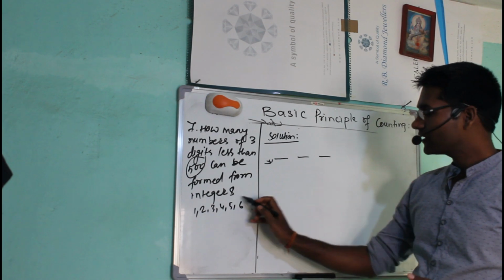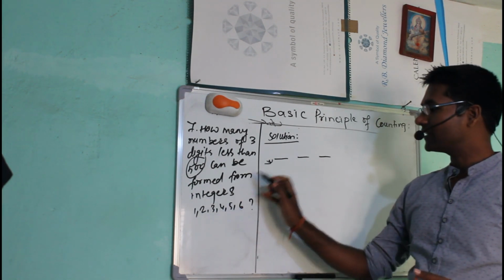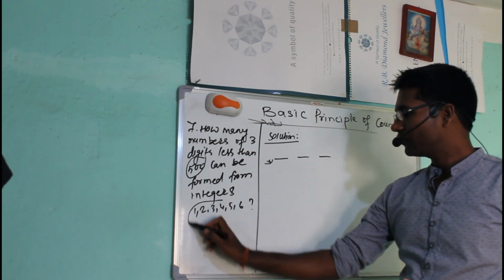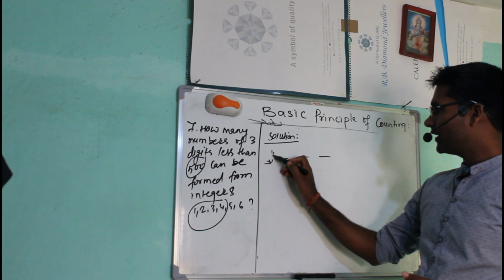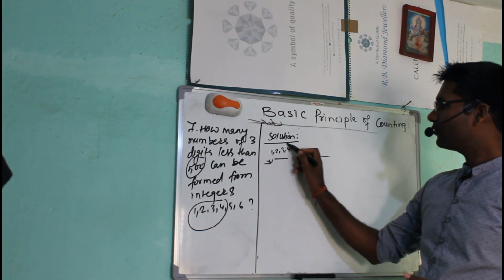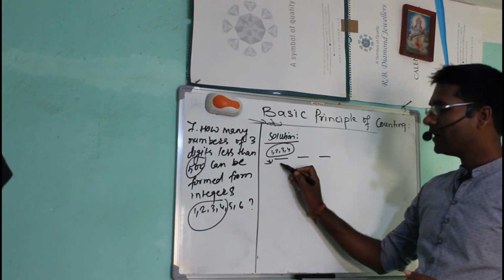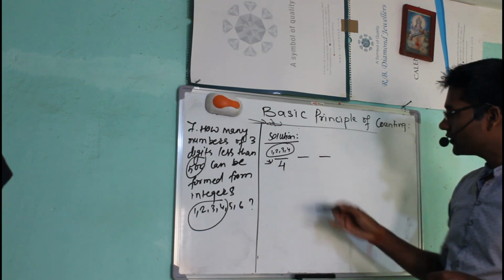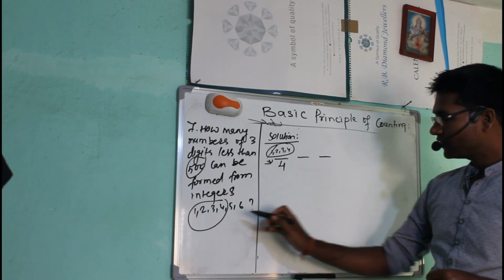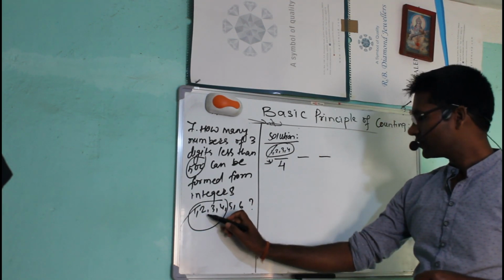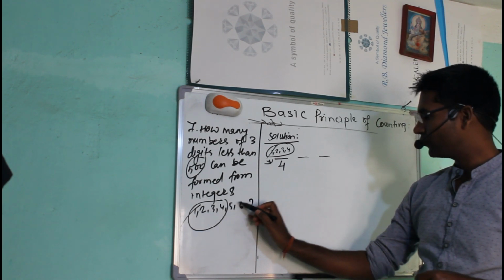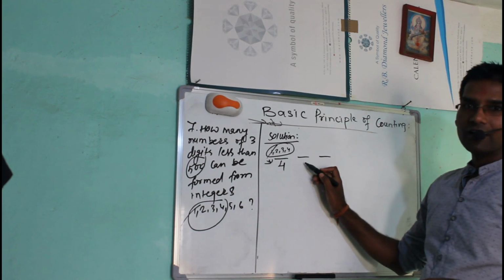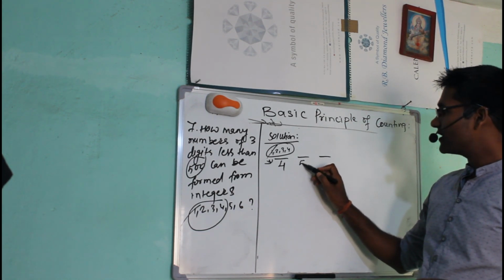Remember that we can't choose any one of these 6 digits, because the number should always be less than 500. So we can only choose these 4 numbers. 1, 2, 3, 4 are the only ones suitable for the 100s place. So there are 4 choices. Now suppose we have chosen 1. So the remaining will be 1, 2, 3, 4, 5. Now we can choose any one of these 5 for the 10s place. So 5 choices here.